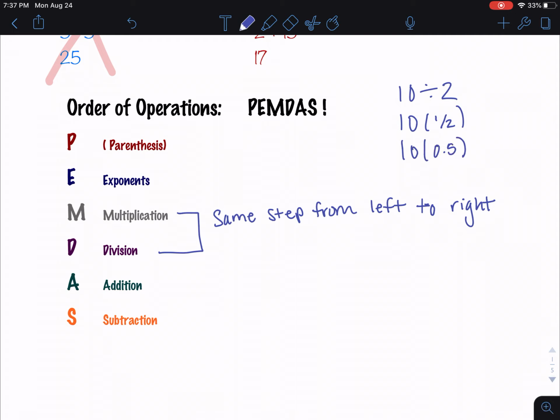So if I am left with only multiplication and division in my numerical expression, I am able to do them in the same step from left to right. The same goes for addition and subtraction. Once again, they essentially are the same operation. 5 minus 3 is the same thing as 5 plus a negative 3. So if I have only addition and subtraction left in my numerical expression, I am allowed to do those in one step from left to right.